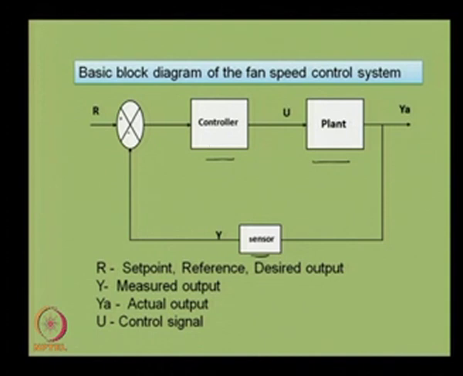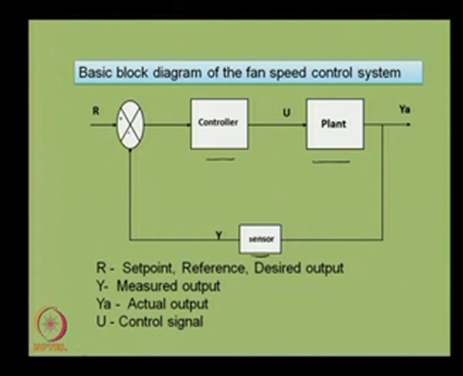Y A refers to the actual output of the system, whereas Y is known as the measured output. There could be differences between the two depending on the accuracy of the sensor. So, it is very essential to model and employ an accurate sensor for many control systems.